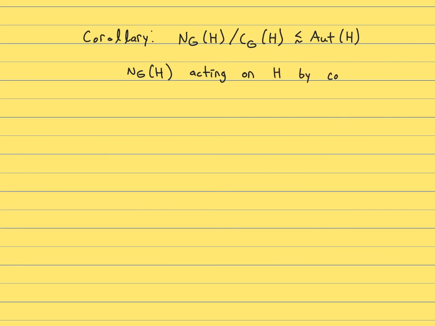The other corollary is that the normalizer in G of a subgroup H modulo the centralizer in G of a subgroup H is isomorphic to a subgroup of the automorphism group of H. Why is this true? Well, because you're going to look at the normalizer in G of H acting on H by conjugation. And then you just apply the previous proposition.